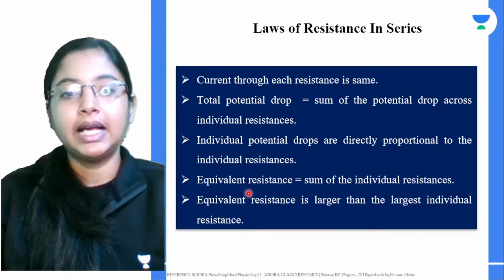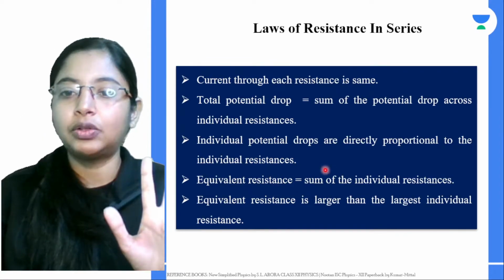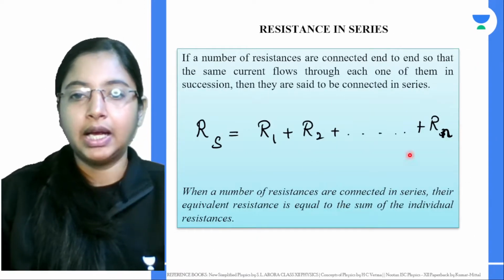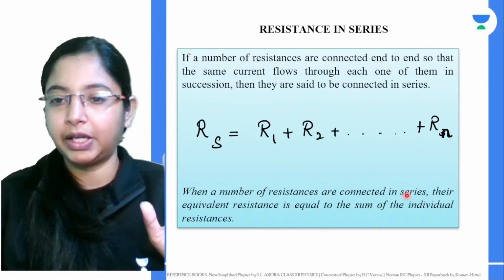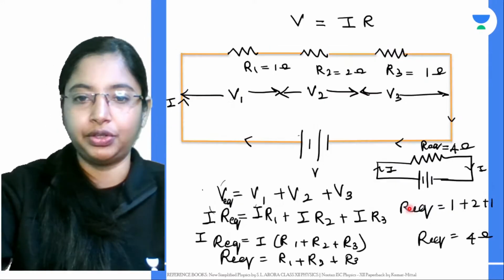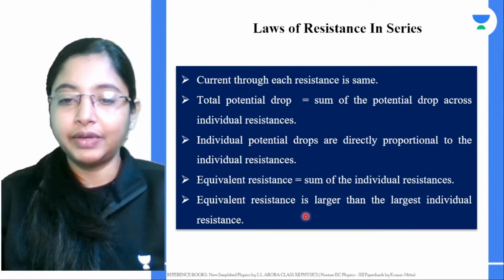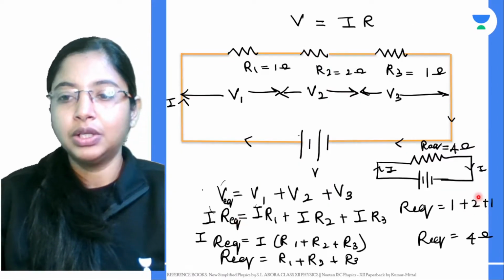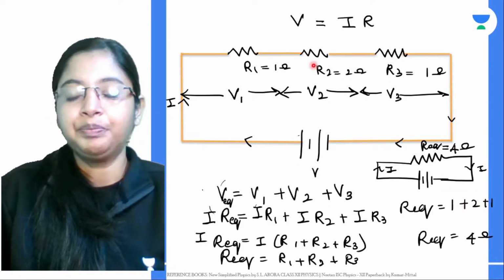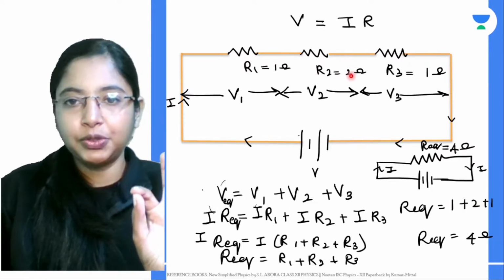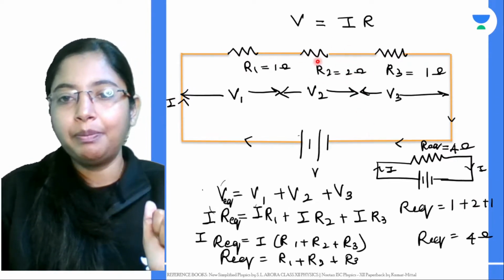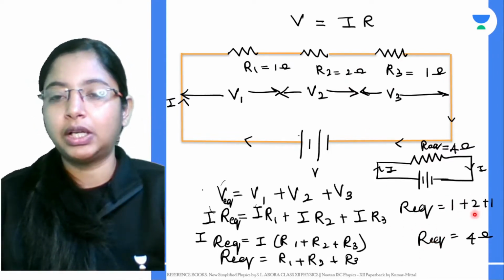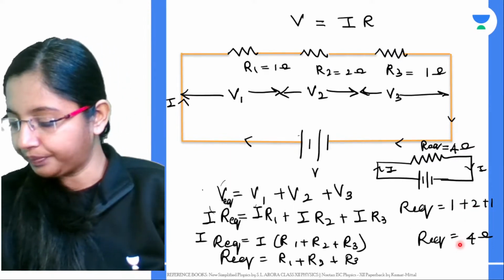Okay. Next is equivalent resistance. It is equal to the sum of all of these individual resistances, right? So when a number of resistors are connected in series, their equivalent resistance is equal to the sum of individual resistances. Now the equivalent resistance is always larger than the largest individual resistor. Very simple. Look at this value. Among the individual resistors over here, 2 ohms is the largest. When compared to that, your equivalent resistor is larger than that. So compared to the largest individual resistor value, your equivalent resistor value is larger. Okay.